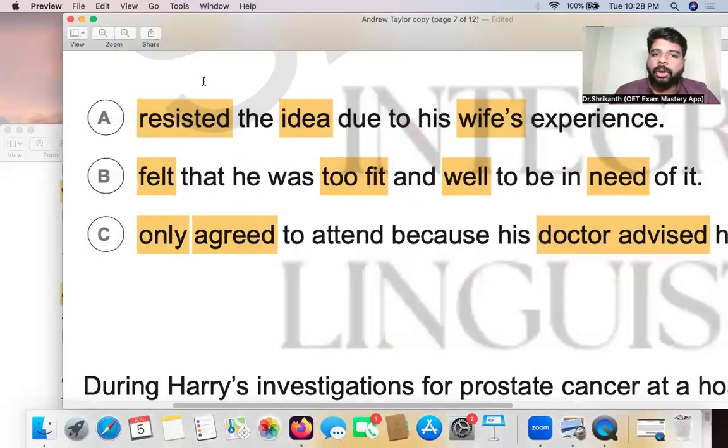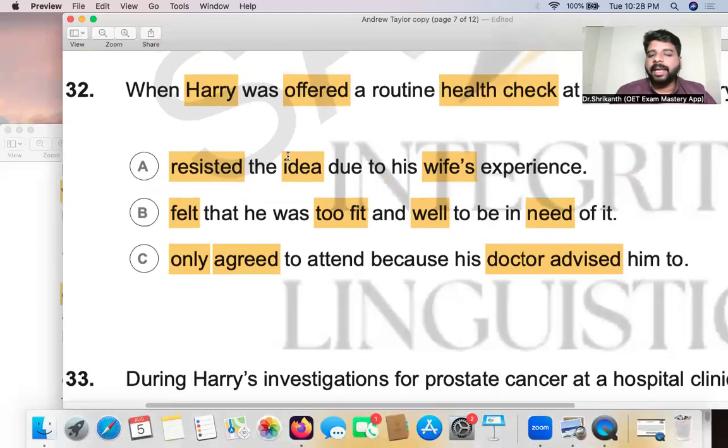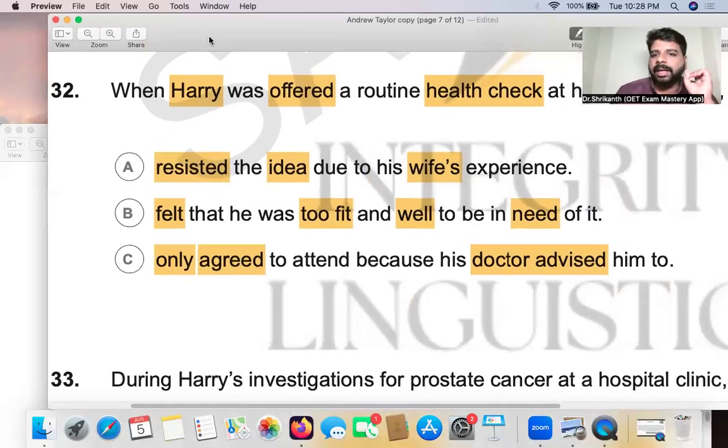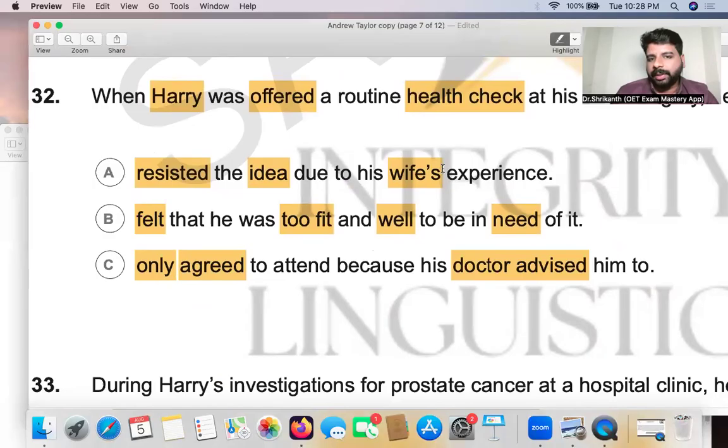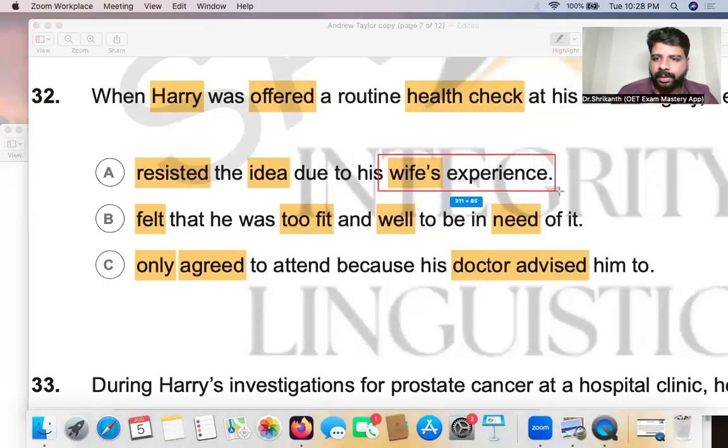Now, what is answer option A? Answer option A is telling he resisted the idea due to his wife's experience. No, because of his wife's experience only, because his wife had ovarian cancer and because his wife passed away, because of that reason only, he actually accepted the idea. Okay, he accepted the idea because of his wife's experience. So over here, his wife's experience is mentioned. Okay, this keyword over here is mentioned.